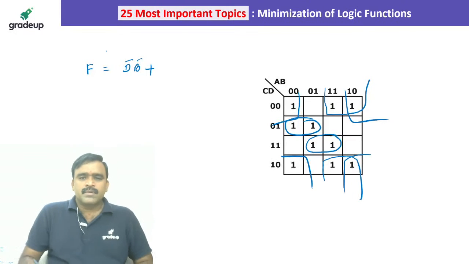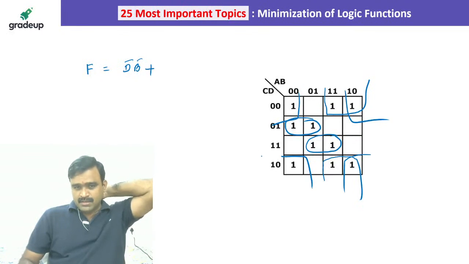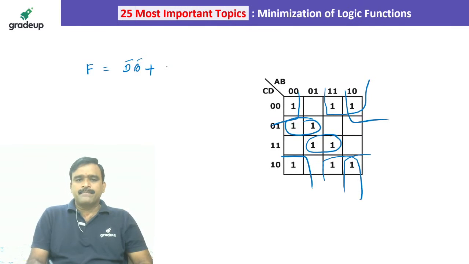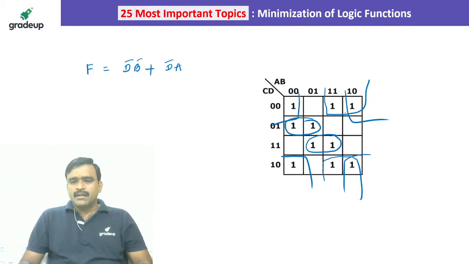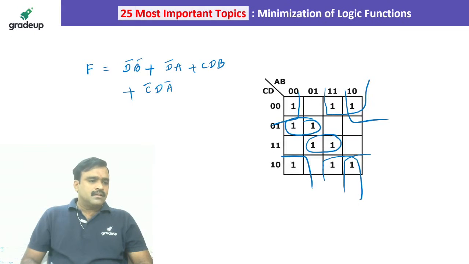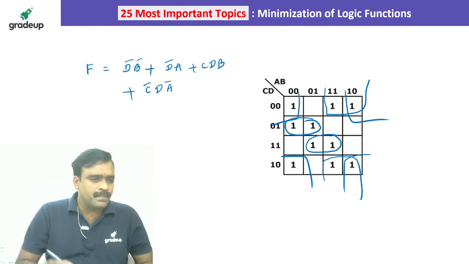Exactly. Prime implicants I will tell you. Please wait. First let me give the sum of products form. So D bar B bar for 4 corner ones, and top two ones and bottom two ones come under D bar A. D bar A. Now what is to be taken now? These two come under C D B, plus this one comes under C bar D A bar. So this is the minimal sum of products form.